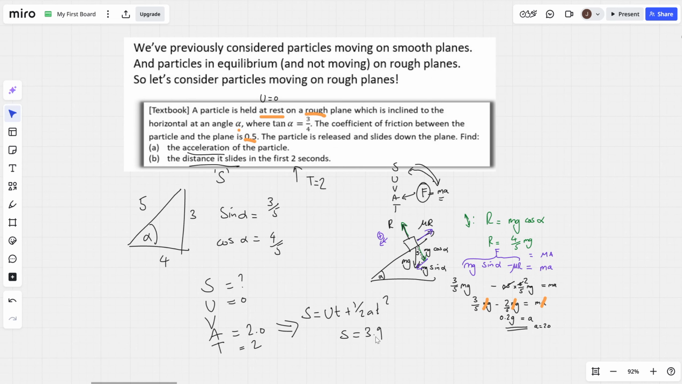In fact, the S in SUVAT equations here is quite nice. It's not as difficult as projectiles. Projectiles are difficult because they go one way and then the other. For this one, it's just going to go down the slope of this block. Okay, so you don't have to worry about change of directions and things like that.